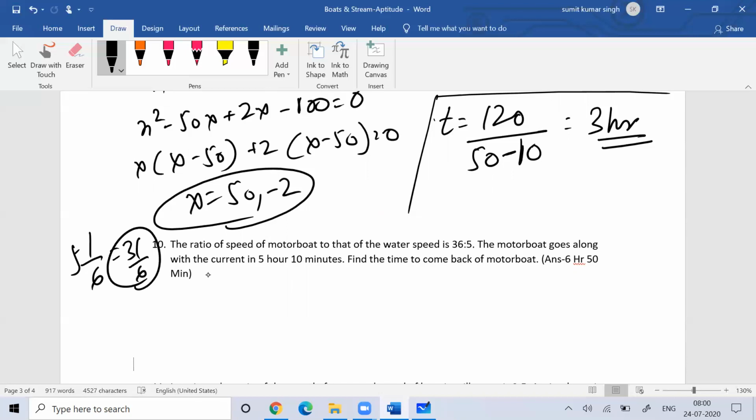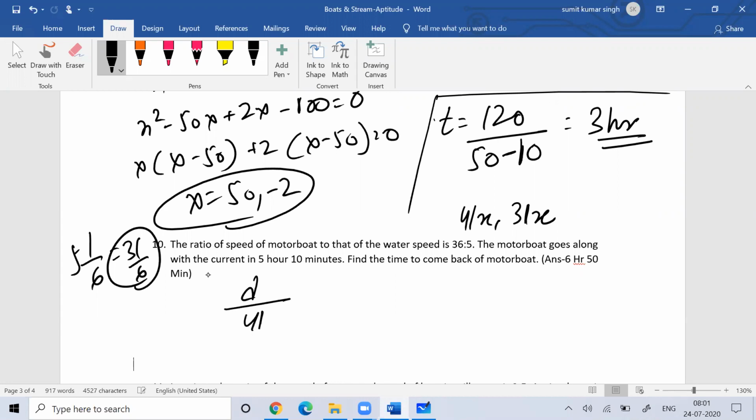So the time to come back of the motorboat. Downstream speed is 41x. The upstream speed is 31x. So downstream speed would be 36 plus 5. Upstream speed would be 36 minus 5. So the motorboat goes along with the current.